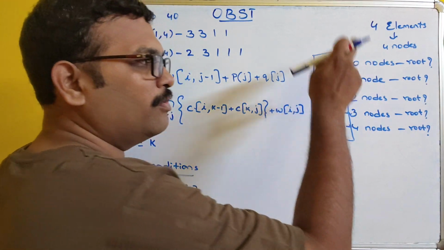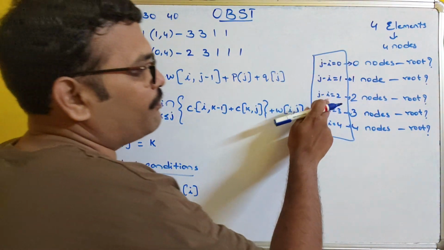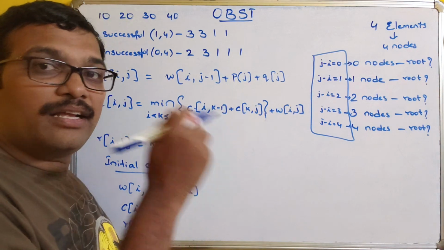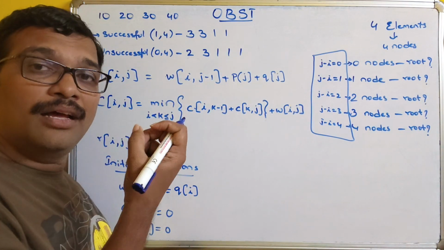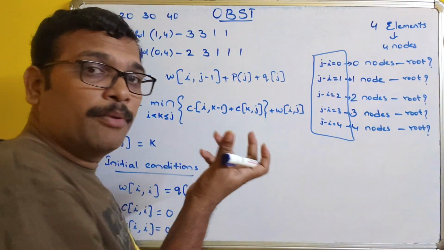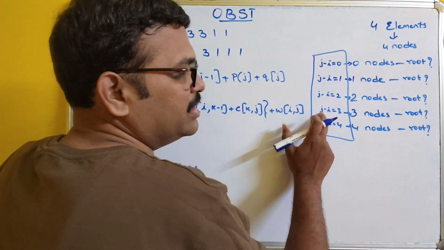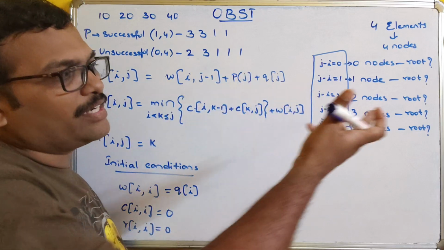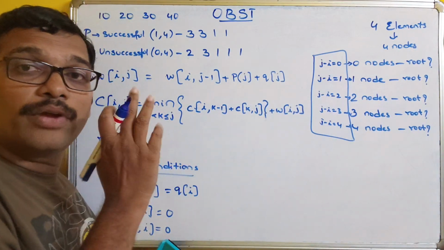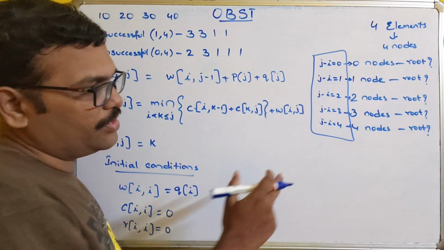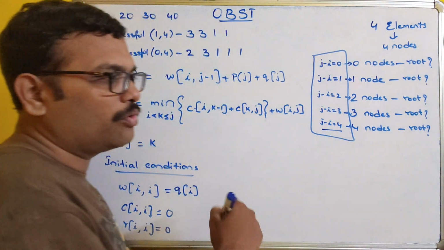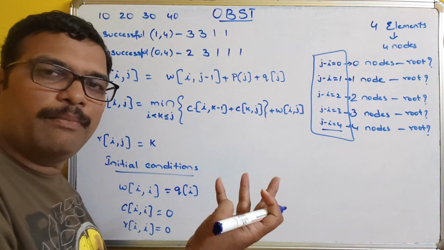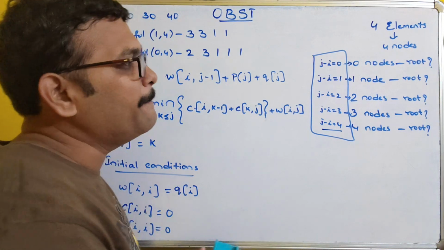If it is 1 node. If it is 2, there are 2 nodes in a tree. Among that we have to select the optimal, that means a minimum cost. And here j minus I is equal to 3 means if the tree is having 3 elements, what is the root we need to calculate, in order to get the optimal binary search tree. And j minus I is equal to 4 means if the tree is having 4 elements, which one should be considered, right?